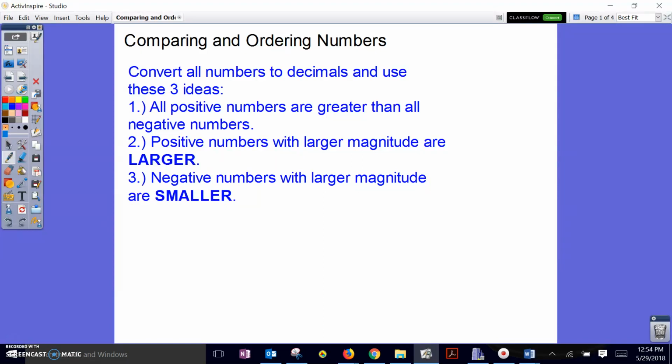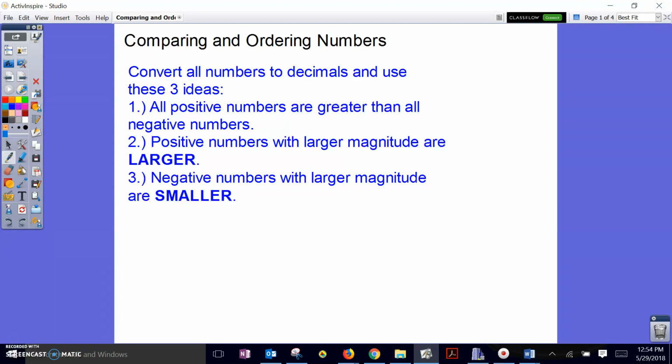Alright, in this video we're going to talk about how we compare and order numbers, putting them in order from smallest to largest or largest to smallest or vice versa. Some general advice appears on this first slide. The first thing I would do if I were uncomfortable comparing and ordering numbers is take all the numbers that I have and convert them all to decimals, because then it's going to be easy for us to compare the decimals.